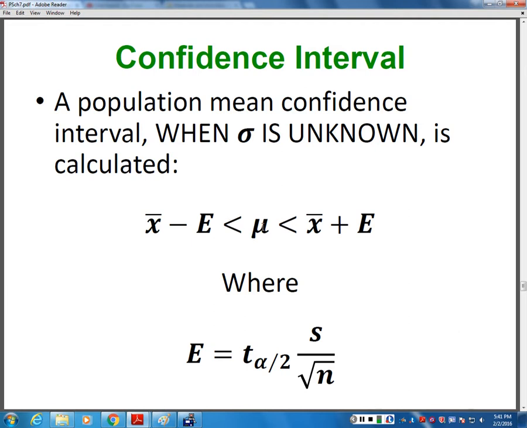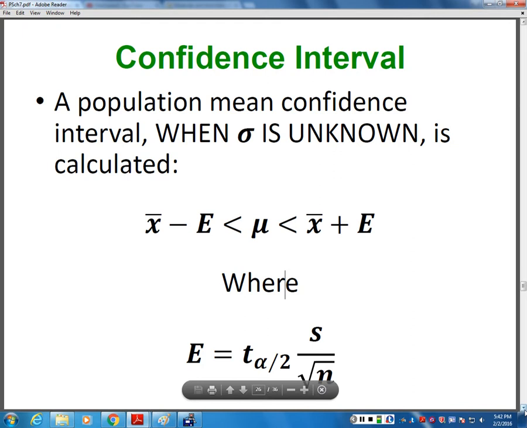We'll leave the less thans and the symbol in the middle. We'll take x bar, that's the sample mean, and add the margin of error, that's E, and subtract the margin of error to get the upper and lower parts of the confidence interval. And E will be calculated using the formula shown on this slide. T sub alpha over 2, that's the critical value for the t-distribution, with alpha over 2 the area in the right tail, times S, the sample standard deviation, divided by the square root of n, and n is the sample size.